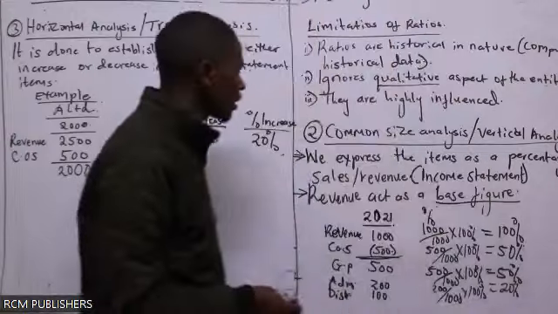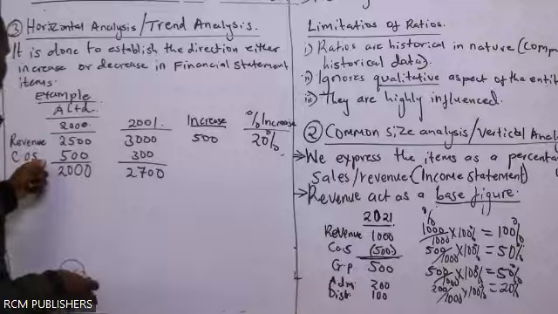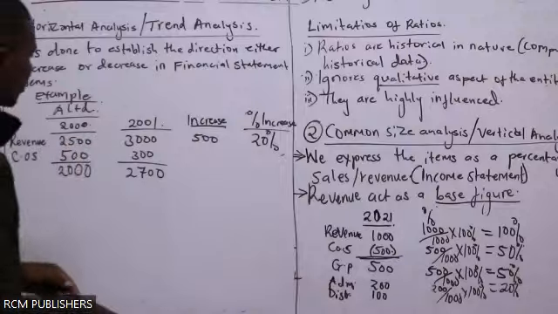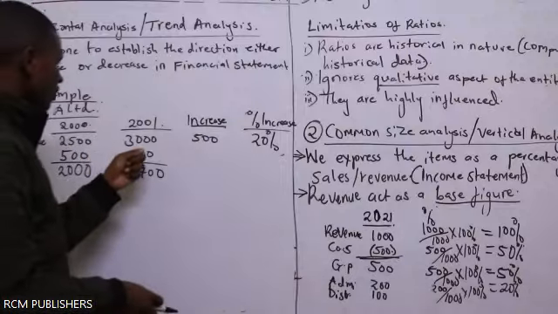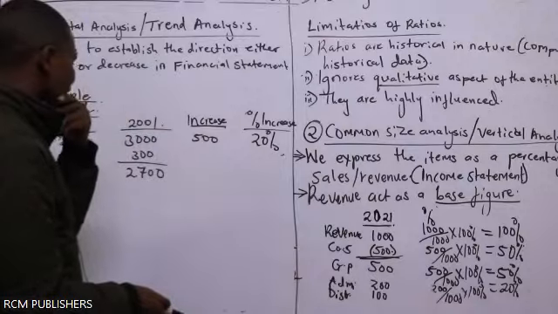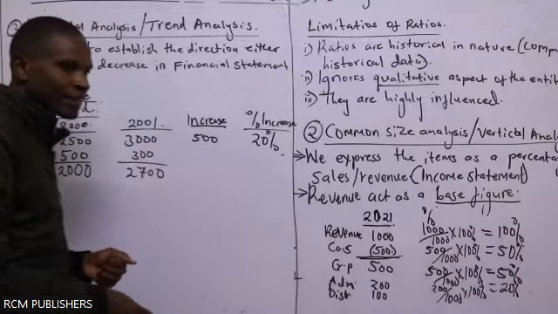Hi, let's go to the next one. Cost of sale. What happened to the cost of sale? This is the cost of sale that we had at the start, 500. And then in the year 2001, we had 3,000. Did it increase or decrease? Was there an increase or a decrease?